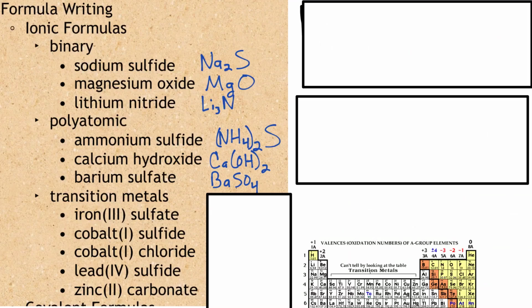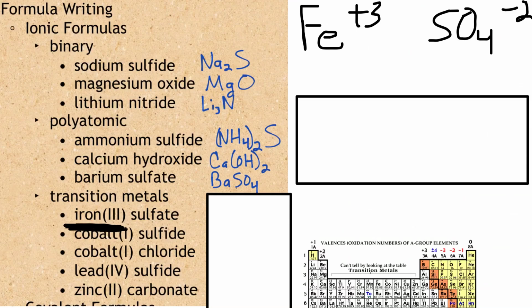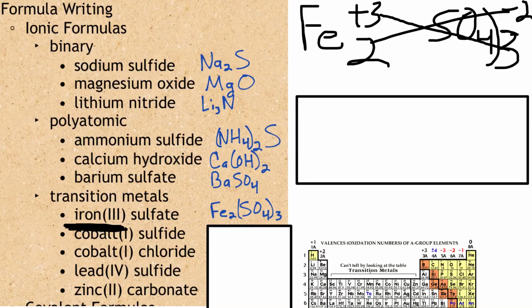On to transition metals. Remember that the Roman numeral tells you the charge of the metal because you can't tell by where they are on the periodic table what they are. So iron(III) sulfate is made up of iron(III) ions and sulfate ions. When we put those two together by crisscross method, we're going to need 3 sulfate, but not 4 times 3 oxygen. We need 3 sulfates and 2 irons. So our answer ends up looking like that.